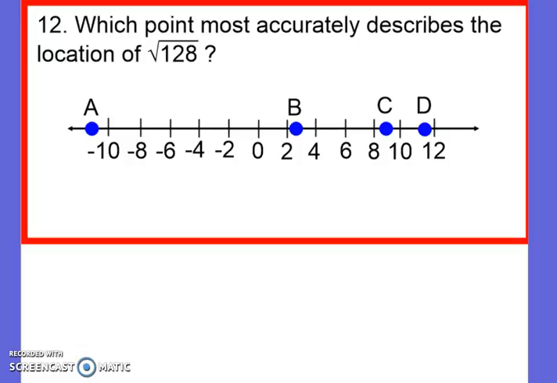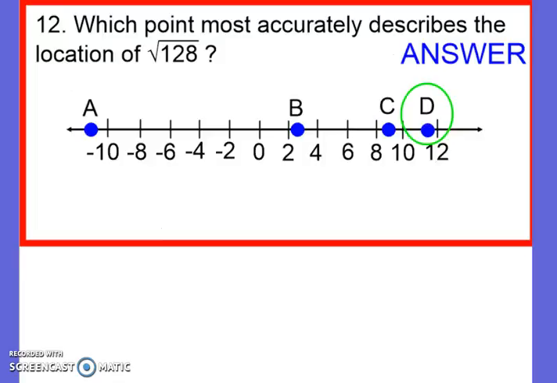Here's number 12. Dang it, I keep doing that. The answer is D. Okay, so if you put the square root of 128 into your calculator, you get 11.31. Okay, and that's in between 10 and 12. So my answer is D.